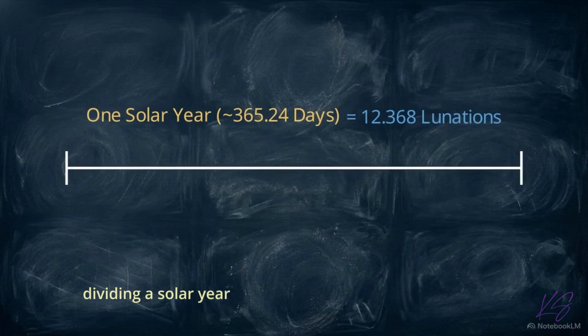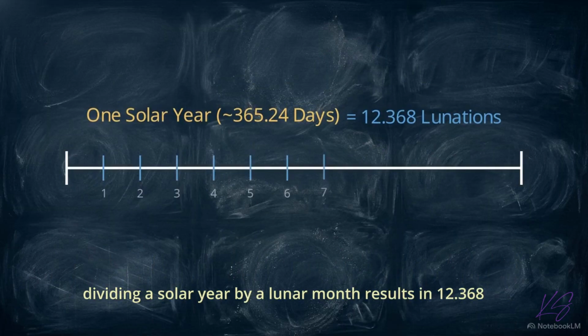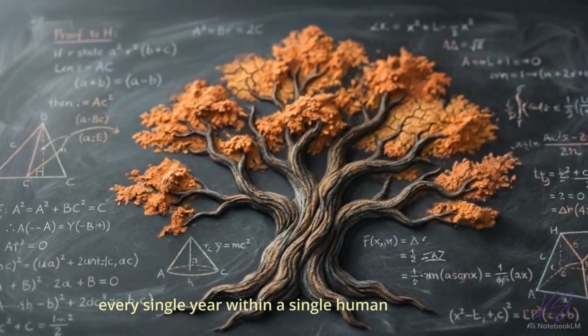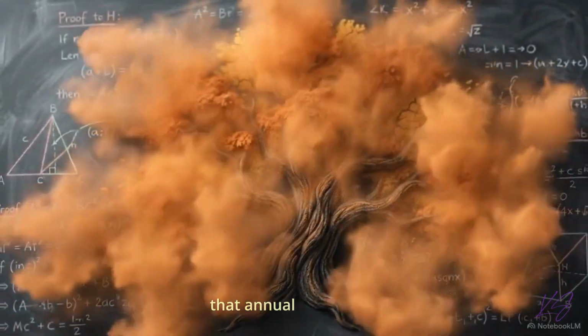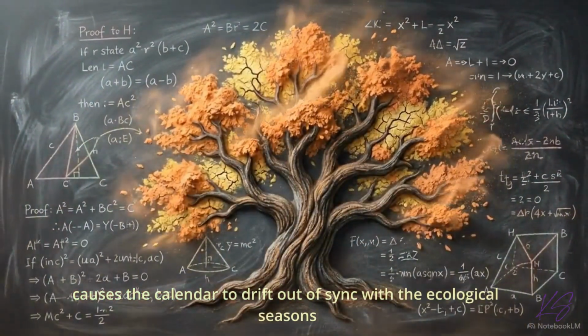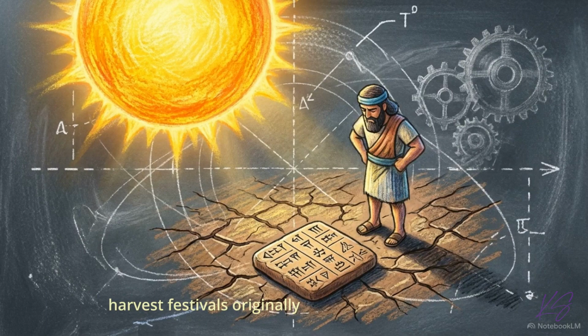Dividing a solar year by a lunar month results in 12.368 lunations. That fraction means a calendar of 12 lunar months falls 11.25 days short of the solar cycle every single year. Within a single human generation, that annual shortfall causes the calendar to drift out of sync with the ecological seasons. Harvest festivals originally celebrated in autumn would eventually migrate into summer, making the calendar useless for agricultural planning.